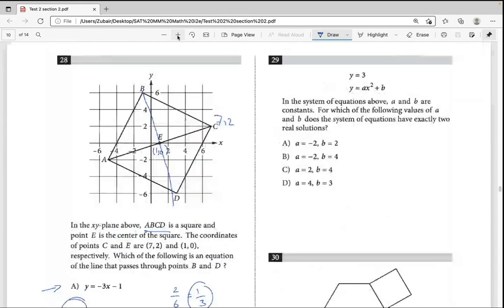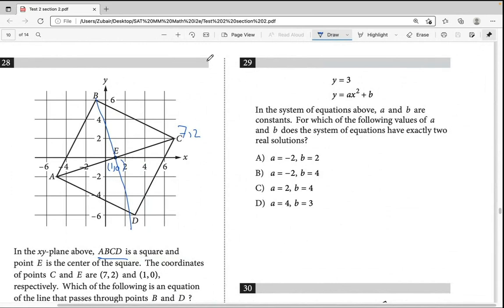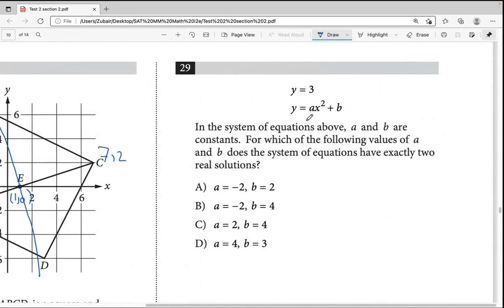Number 29. y equals 3, y equals ax squared plus b. In the system of equations above, a and b are constants. For which of the following values of a and b does the system of equations have exactly two real solutions? I just solved a question a few days ago, and this question is actually making me recall that. And I forgot actually to take a screenshot or picture.